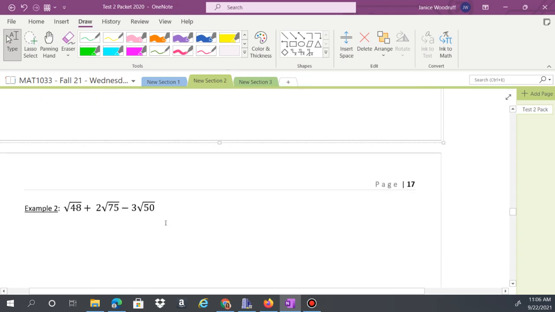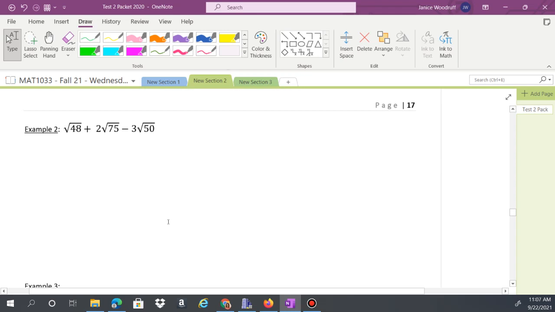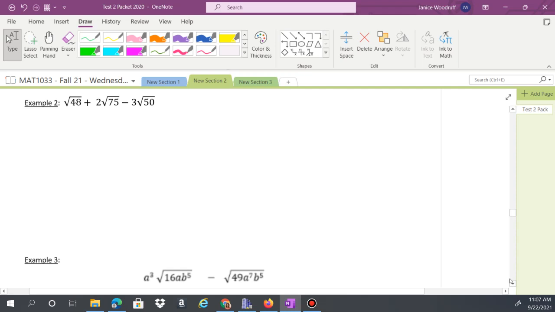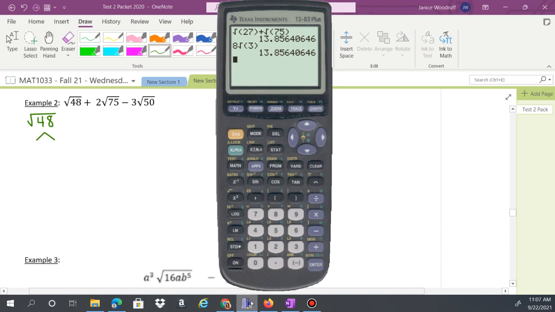All right, next page. We have this problem here. Square root of 48 plus 2 times the square root of 75 minus 3 times the square root of 50. So we'll start with the 48. Do any of the numbers on the list from the previous page go into 48? Usually what I do is I start with what number on that list is less than 48? Well, 36 is less than that. That doesn't work. Then 25, then 16. That works. So 16 goes into 48 3 times.